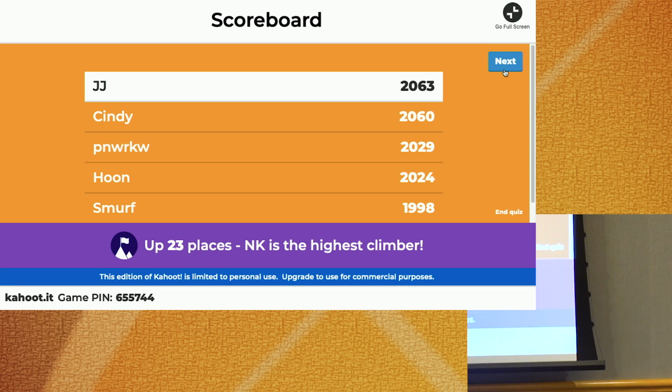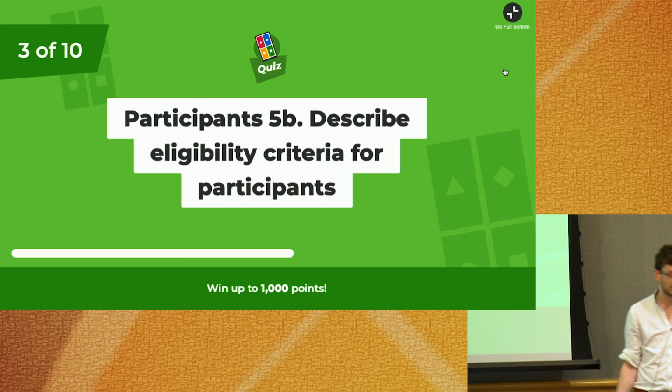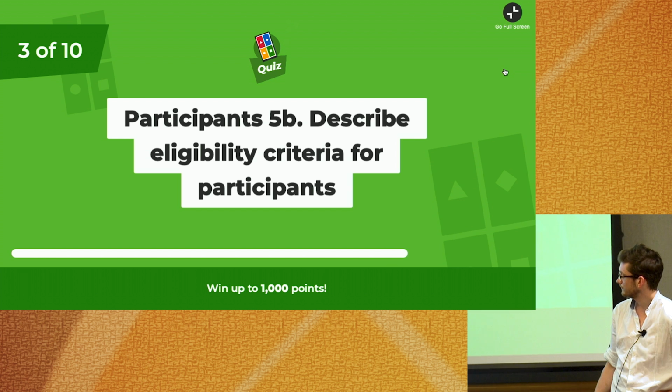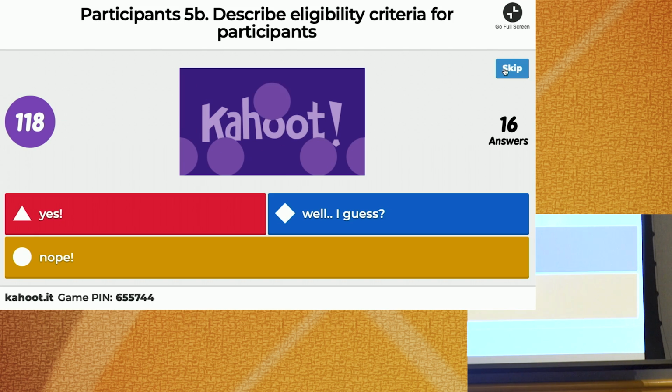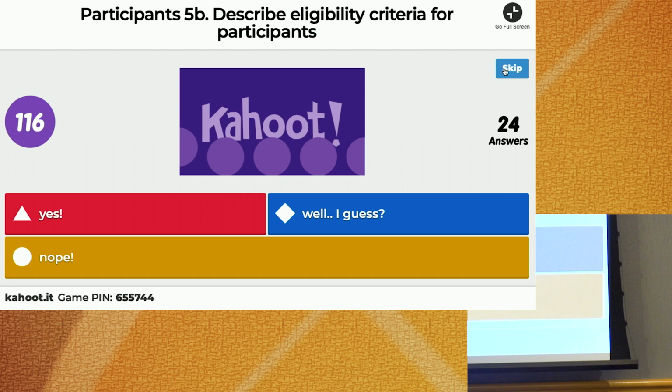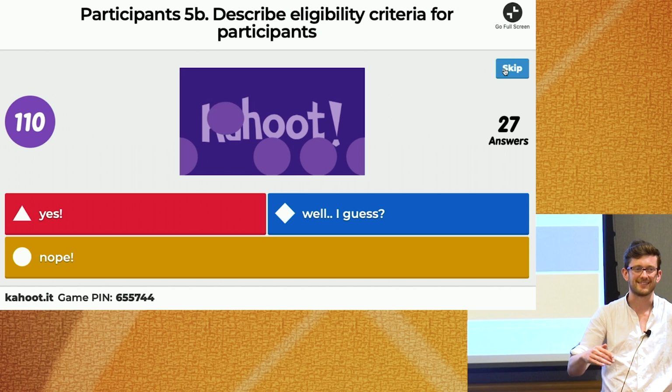So we still got the same top 2, same top 3, I think. Maybe they open out a bit, we've got a gap opened up though. But right, we'll move on to question 3. So did they correctly describe the eligibility criteria for the participants? Nice. Yeah, well, maybe we're getting the hang of you need a quick answer.